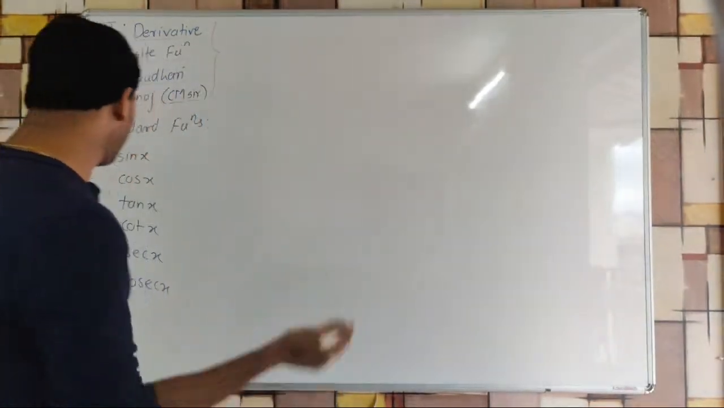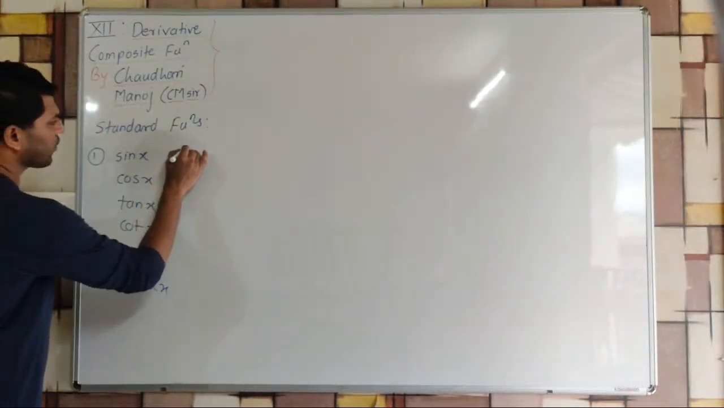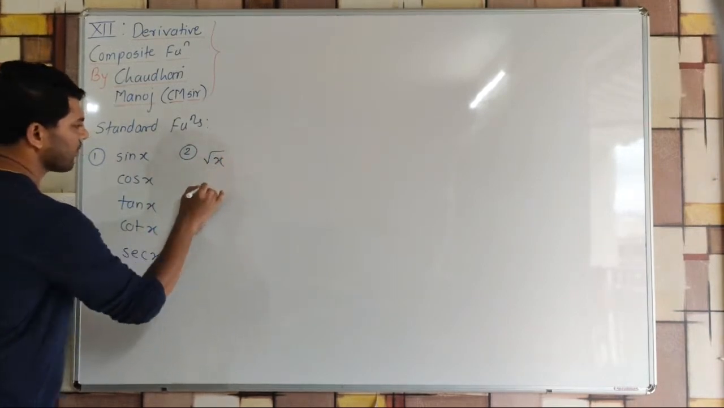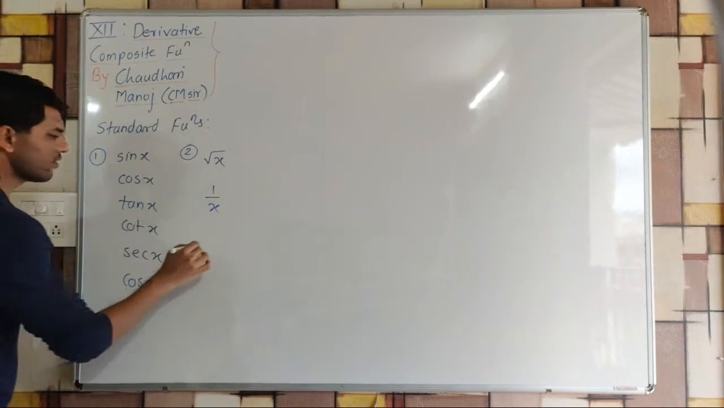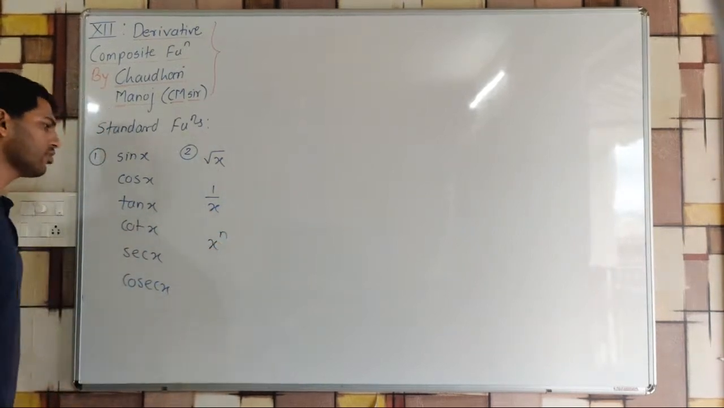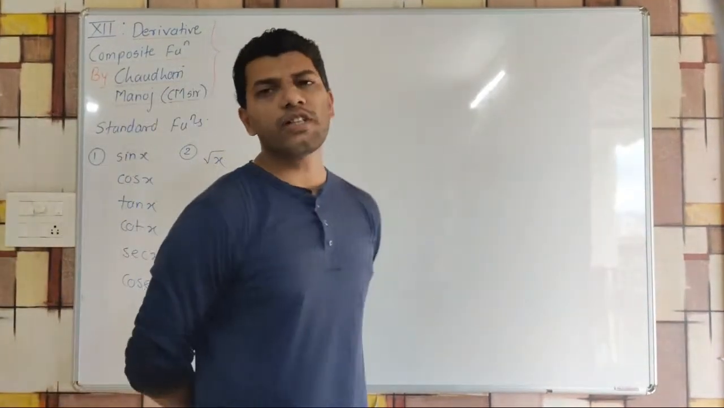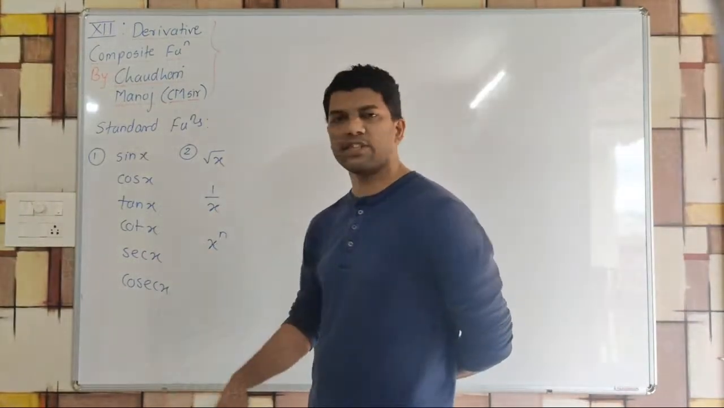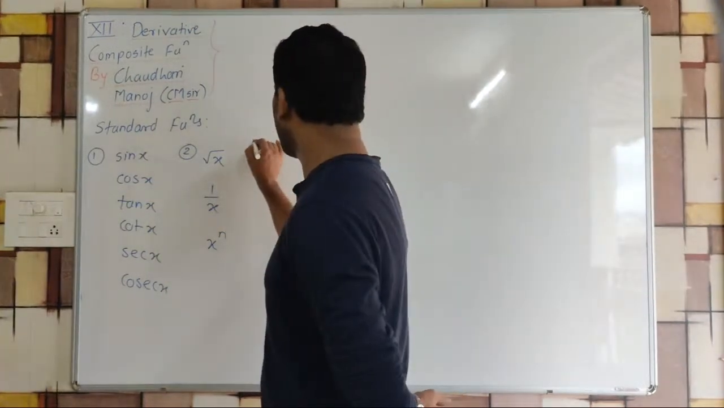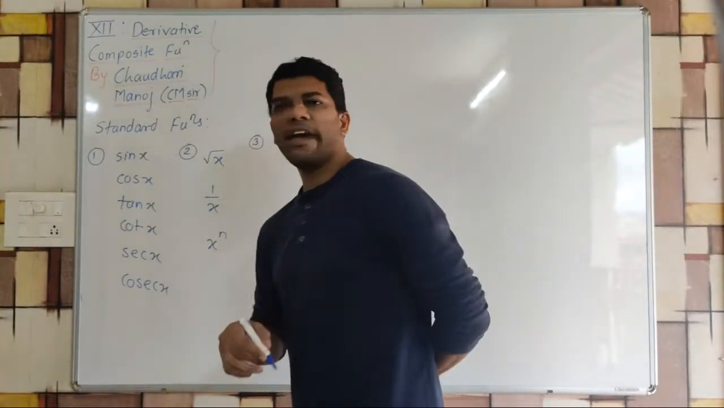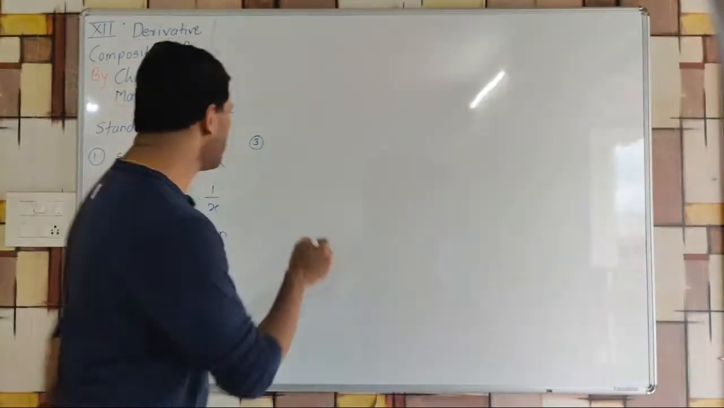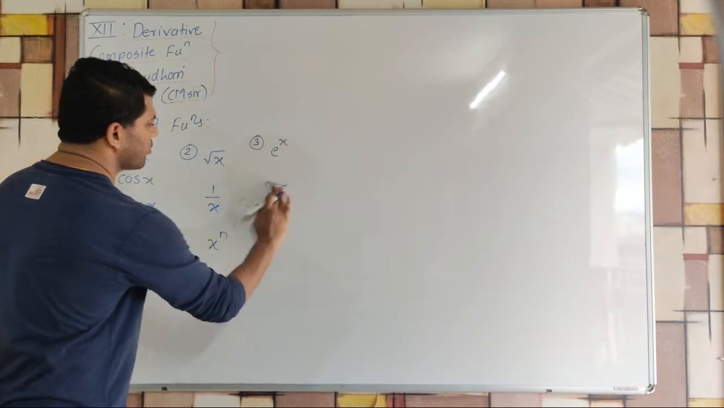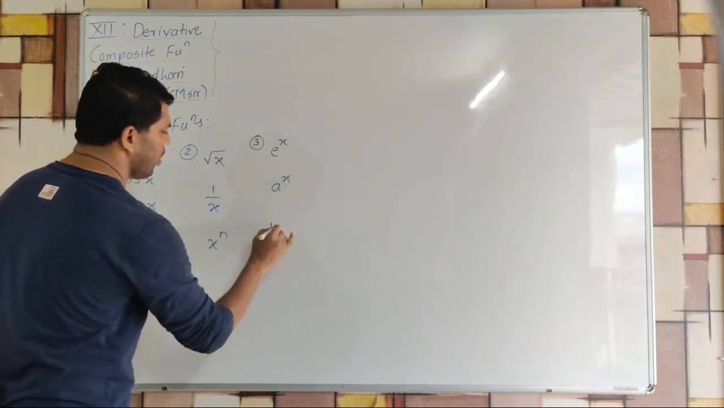Then you can even list out standard functions from algebra, like root x, 1 by x, or x raised to n. So these are also standard functions in our list. It's root x, 1 upon x, x raised to n. Then the third one, let me list out exponential and logarithmic cases. So see, in exponential it's e raised to x, then a raised to x, then log x.